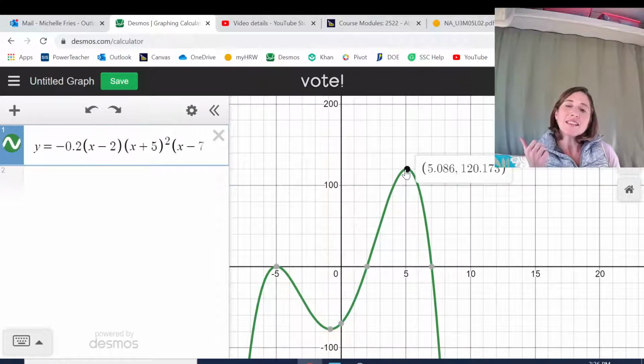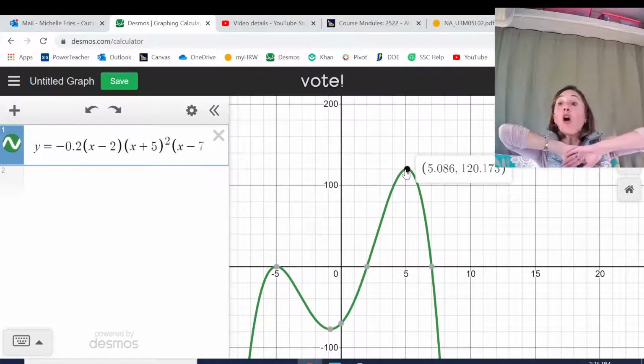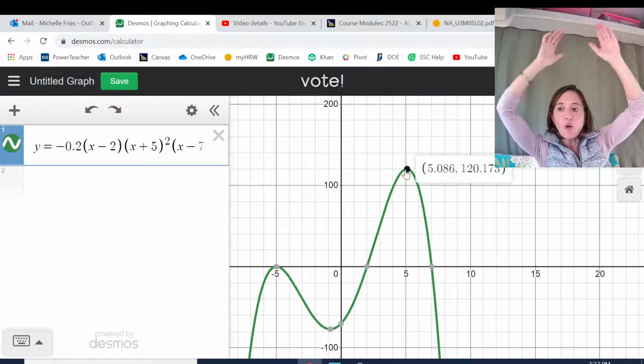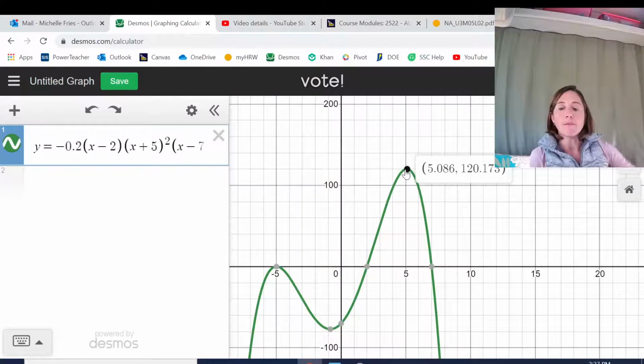We can also refer to this as the global maximum. Think global like the whole world. In the whole world of this graph, that right there is the highest you will ever go. Global maximum or absolute maximum.